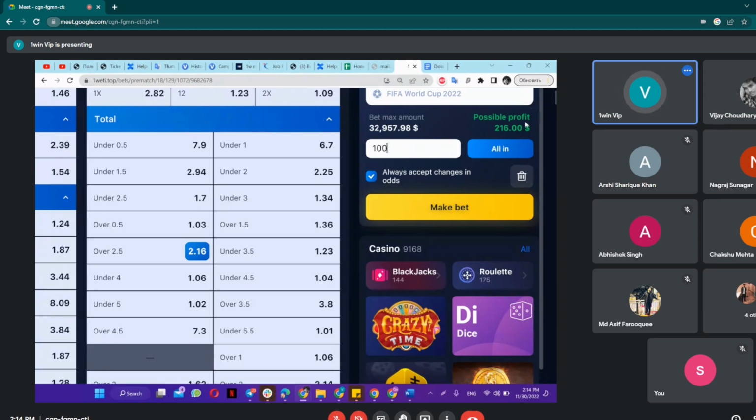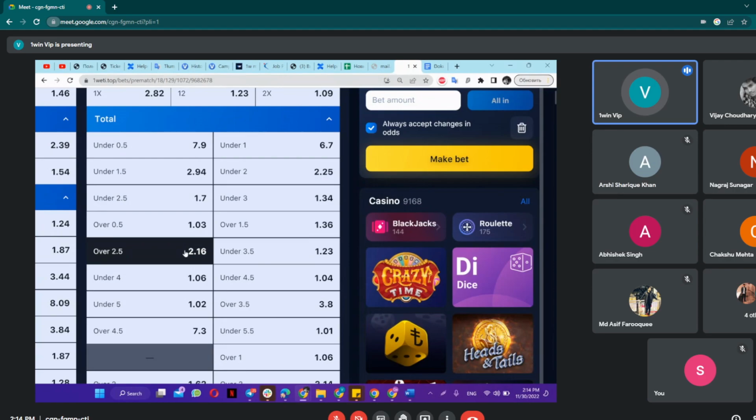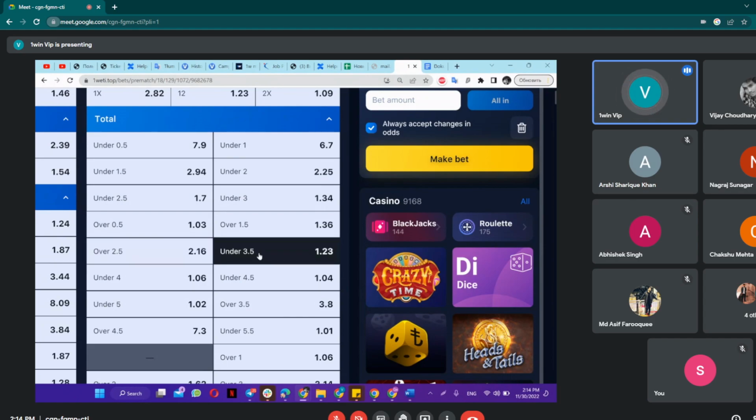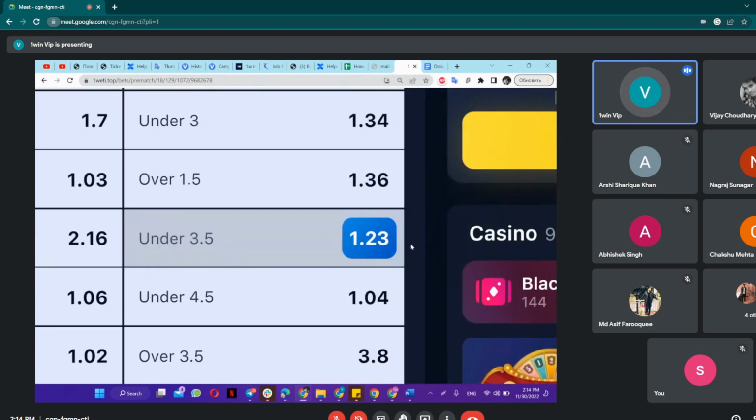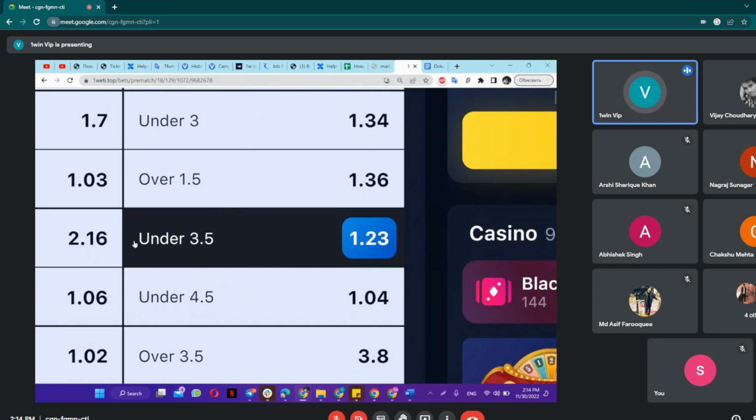Same with under. Let's suppose the same: Argentina 2 goals, Poland 1 goal. So in total, they have 3 goals made during the main time of the match. But I placed on under 3.5. So I place a bet that these two teams will have less than 3.5 goals. They made 3 goals. Again, I'm winning my bet.